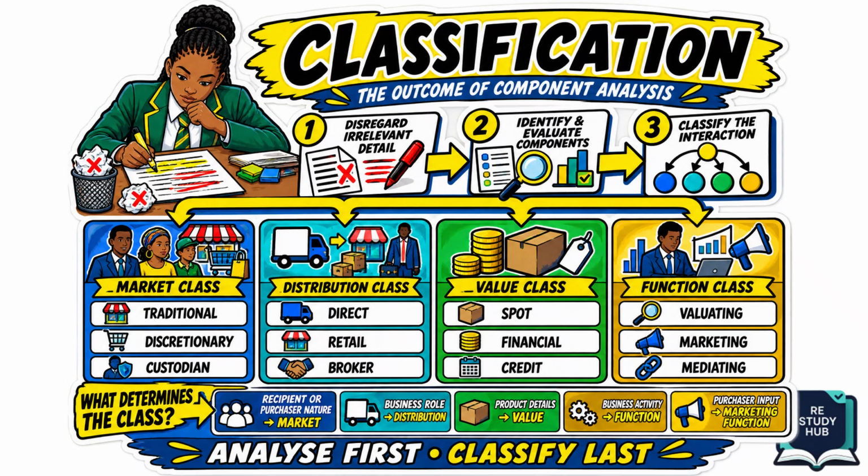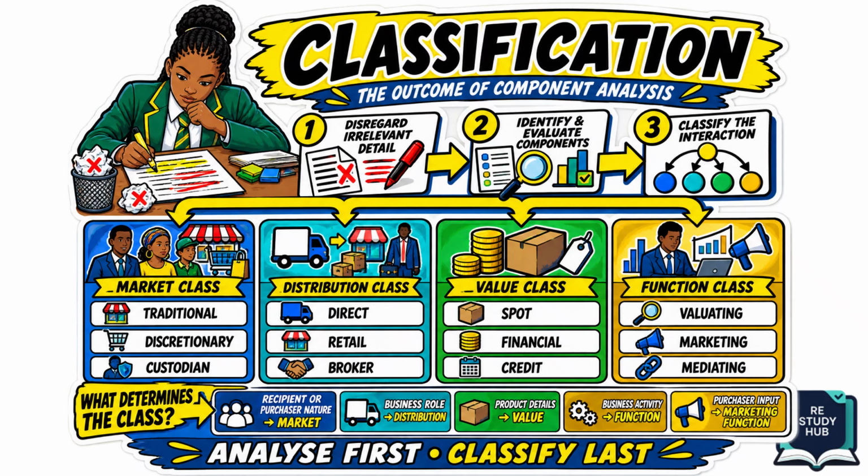The recipient or purchaser nature determines the market class. The business role determines the distribution class. The product details determine the value class, and the business activity determines the function class. Where the activity is marketing, purchaser input helps you determine the nature of that marketing function.